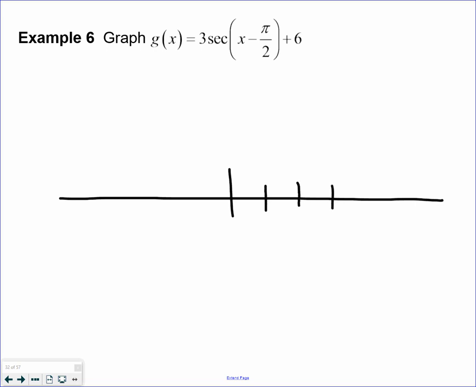1, 2, 3, 4 to the right. 1, 2, 3, 4 to the left. Pi over 12, or excuse me, pi over 2. So again, we were talking about a phase shift of pi over 2 in the middle there.